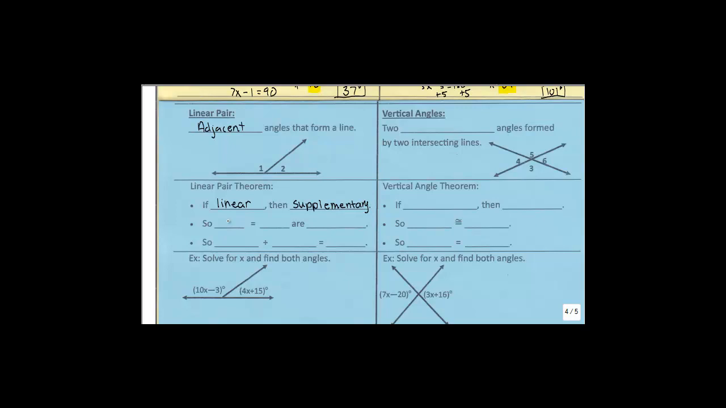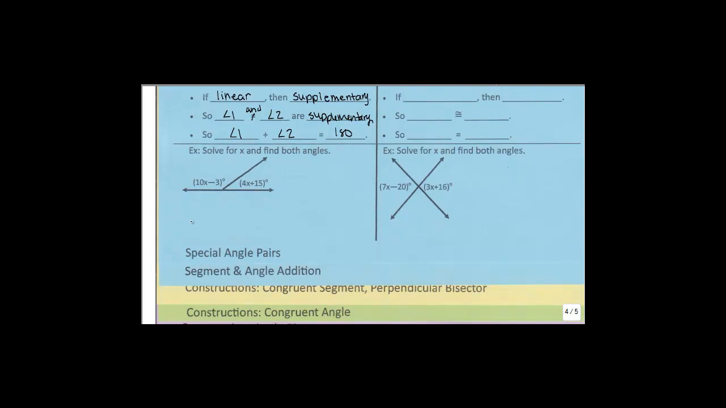So if angle 1 and angle 2 are supplementary, so angle 1 plus angle 2 has to be 180. So all linear pairs add up to 180. That's just what the linear pair theorem says. Whenever we solve a problem this way, it's the same thing as we did for supplementary. Since this is a linear pair, we're going to add them both together and make them equal to 180.